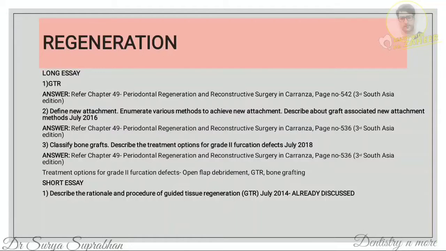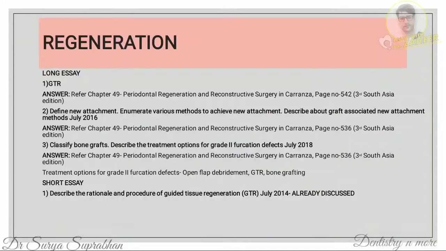And then coming to non-graft associated reconstructive procedures, you have to write about the root biomodification. You can write about even scaling, root planing, curettage, then LANAP, that is laser assisted new attachment procedure, and also you can include GTR. So all these things come under the methods to achieve new attachment.